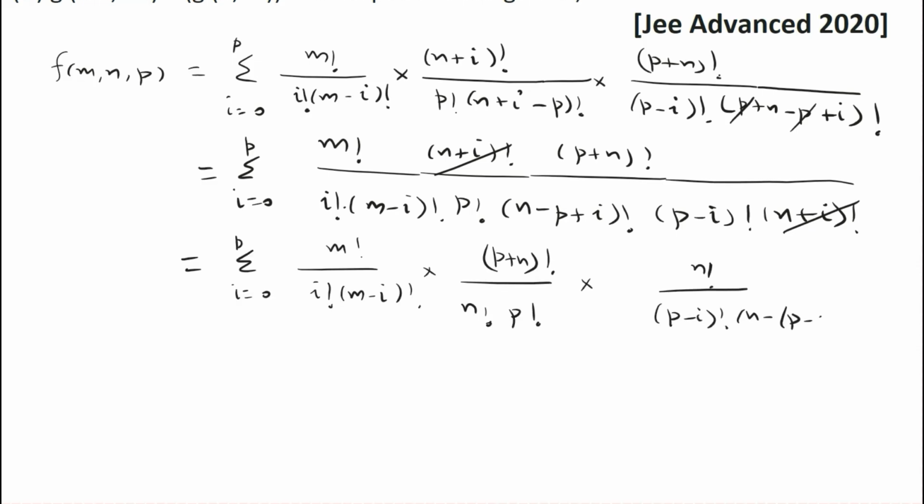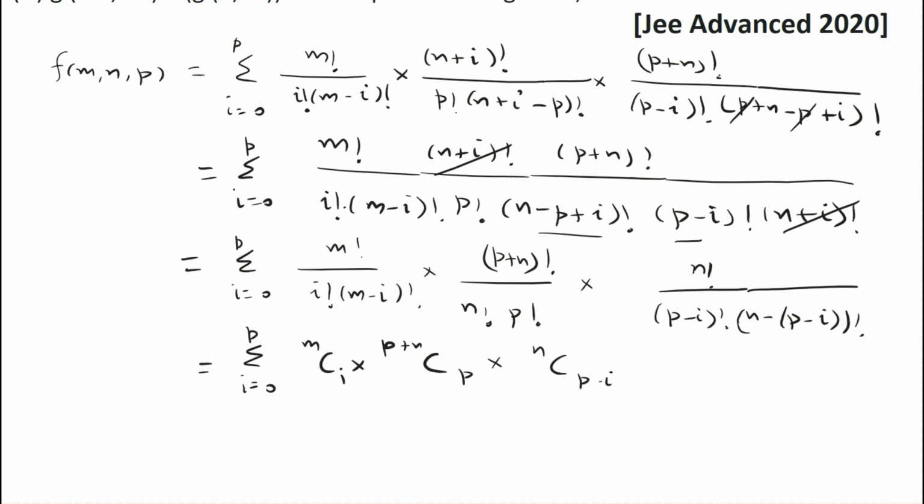Now here we do one more step. We multiply and divide it by n factorial to create three different binomial coefficients as shown. The first one is m C i, second one is p plus n C n, and third one is n C p minus i. Now when you write it in terms of binomial coefficients, you see there are three of them like this. But now the parameter is i, which is changing from 0 to p, and i is there in two of them. So the one which does not contain i can be removed from the summation as n plus p C p, and the rest of them can be written like this.